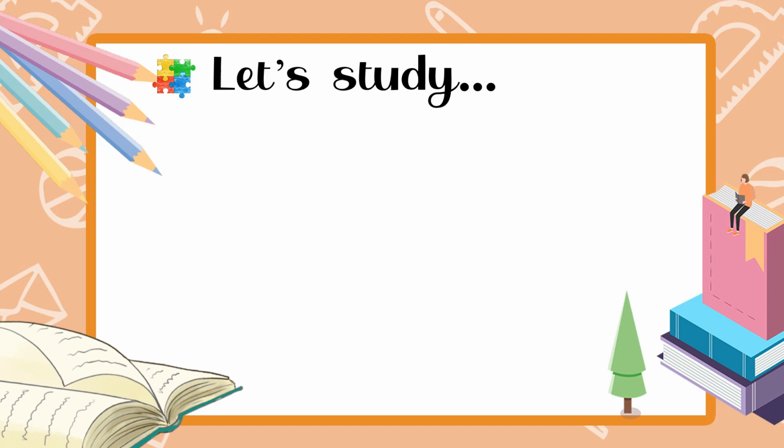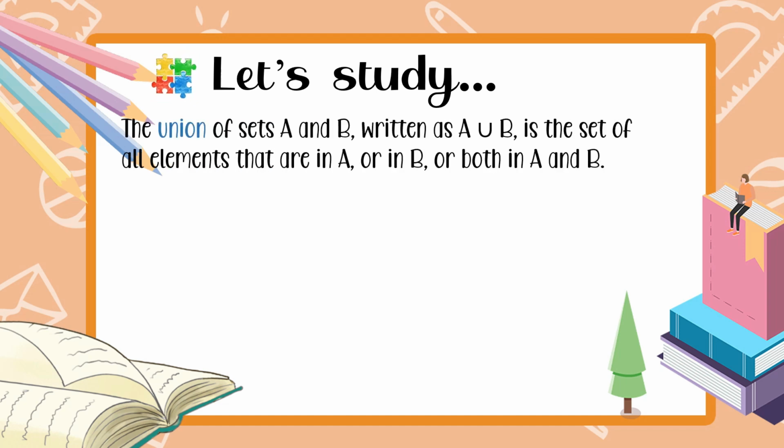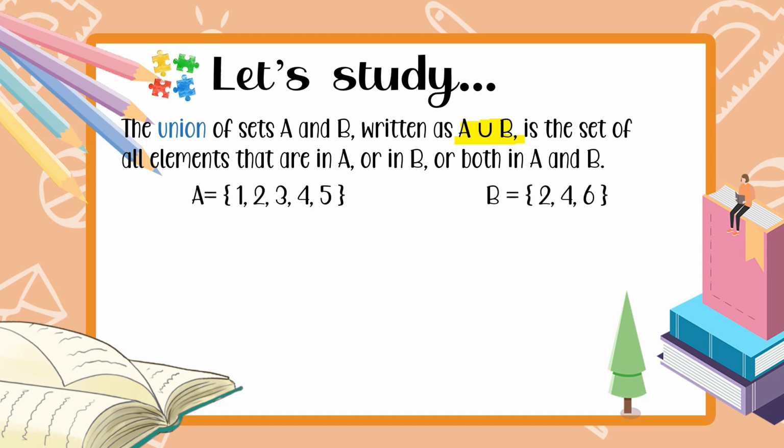Next is what we call the union. When we say the union of sets A and B, or it is written as this symbol, it is the set of all elements that are in A, or in B, or both in A and B. So we're going to use the same sets na ginamit natin dun sa nauna. So we have A with the elements 1, 2, 3, 4, 5, and B, we have 2, 4, and 6. So to get the union, you just have to combine all the elements in A or in B, or yung pwedeng nasa both A and B.